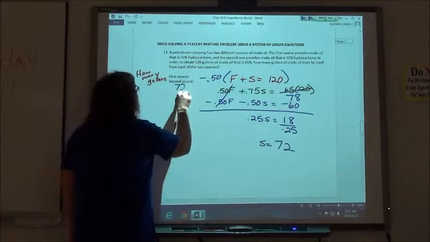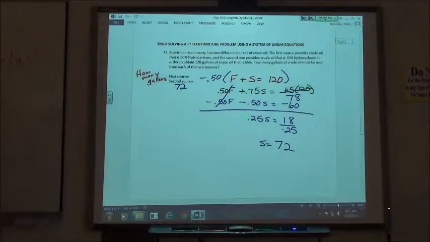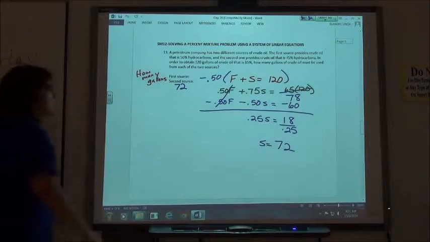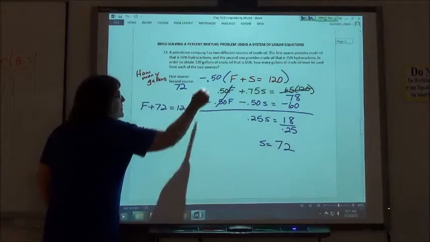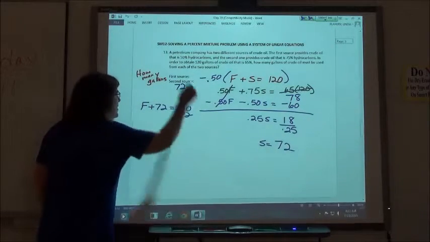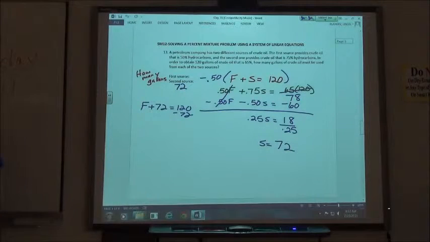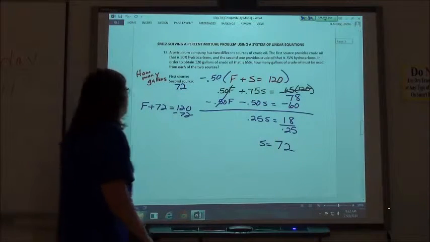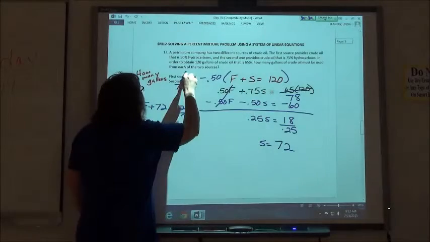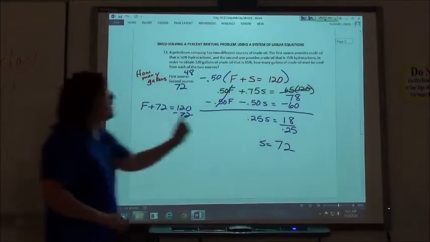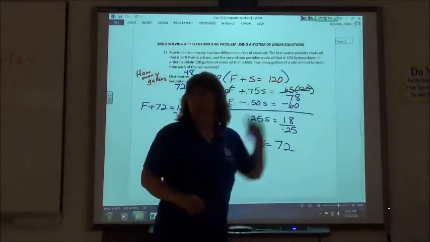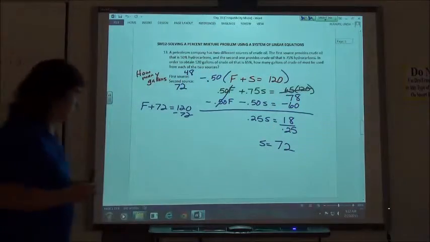So I had 72 gallons from my second source. I want to know how many gallons from my first source. I know that the first plus 72 equals 120 because the sum was 120. And so if I just subtract, I'm going to end up with 48. So not a whole lot different than the ones we just did, just watching on this last part that I have to multiply the percent by my total gallons.